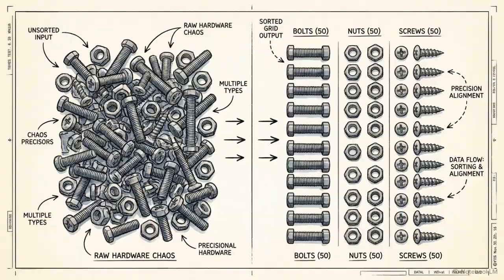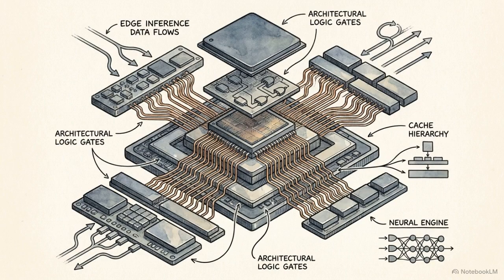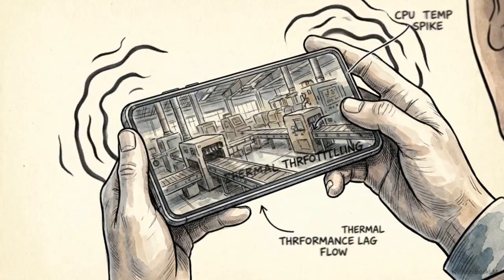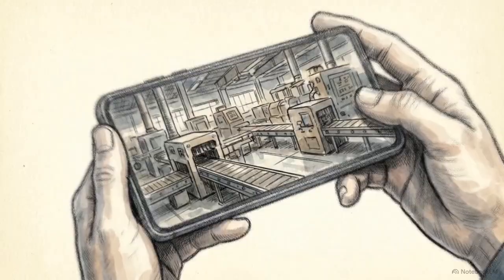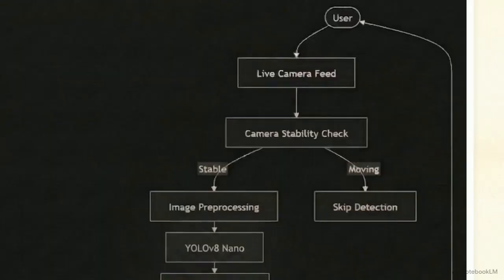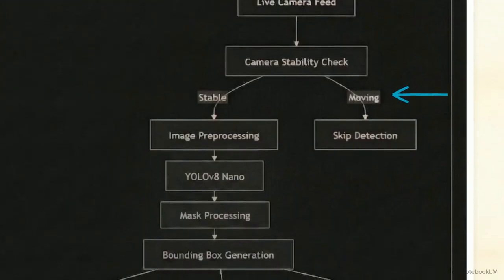With the model trained, the final challenge is running that inference natively on restricted mobile hardware. Continuously forcing a mobile processor to run machine learning inference causes thermal throttling and significant latency, degrading the user experience. This logic diagram reveals the architectural solution, integrating a stability check using Unity's AR Foundation. Look at the moving branch. If the device's sensors detect physical motion, the system actively skips the machine learning detection phase to save compute cycles.